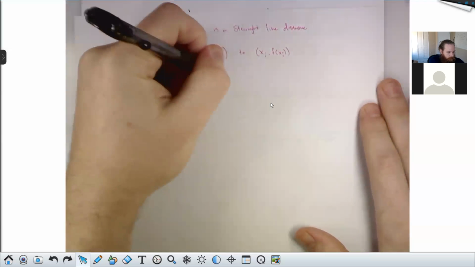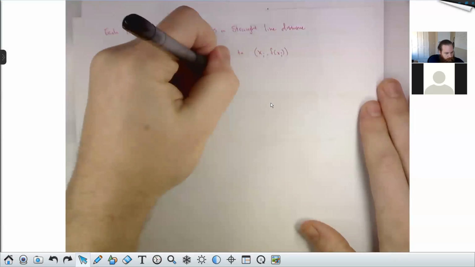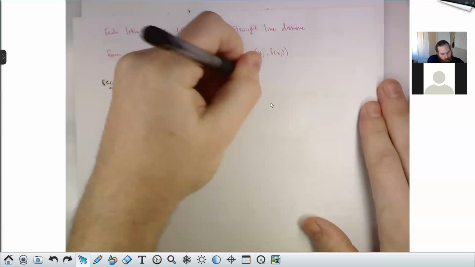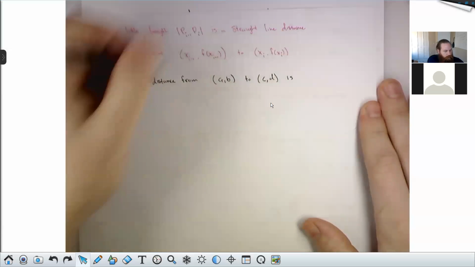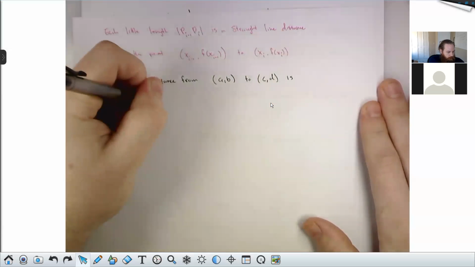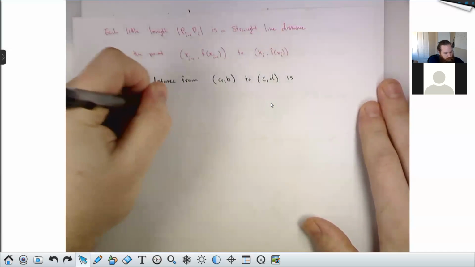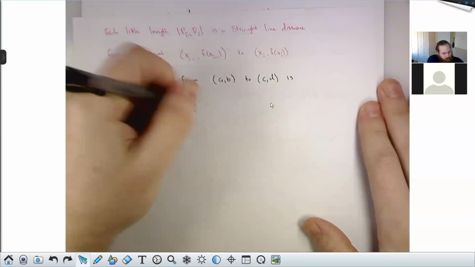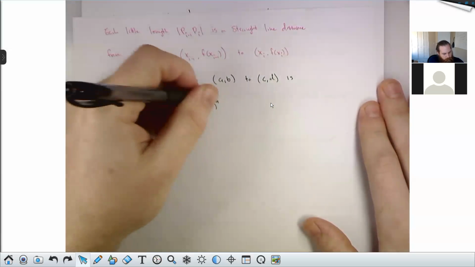The distance from, how do we want to do this? AB to C, D is the square root of y2 minus y1. So that would be like D minus B squared plus x2 minus x1. That would be like C minus A squared.